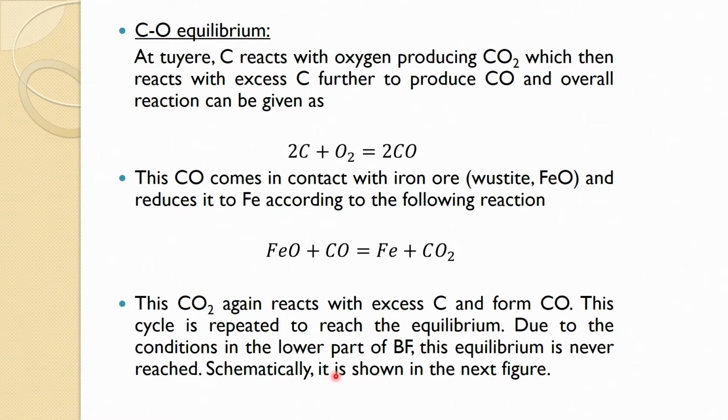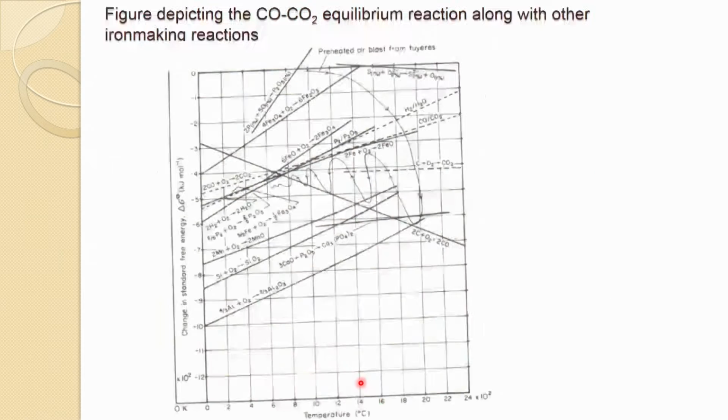So, schematically it is shown in this figure. This is showing the CO2 equilibrium in the lower part of the blast furnace. The y axis is the change in standard free energy, it is a standard Ellingham diagram for the oxide, with temperature on the x axis.